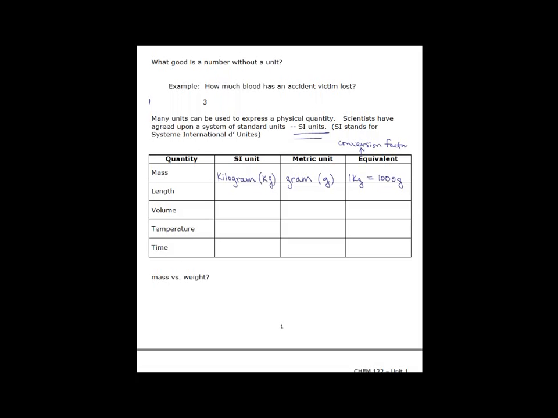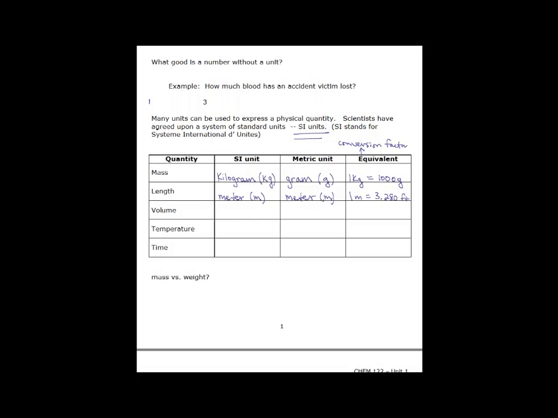Okay, so now on to length. It turns out that both the SI and metric units are the same for length. Both use meter, which is a lowercase m. Just to give you an idea of how big a meter is, we commonly use feet here in the US. So 1 meter is equivalent to 3.280 feet. And again, we'll get into these conversion factors a little later on in Unit 1.